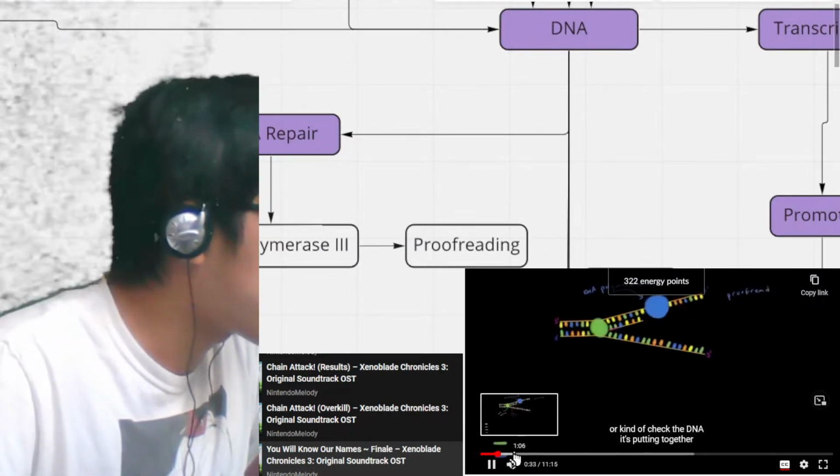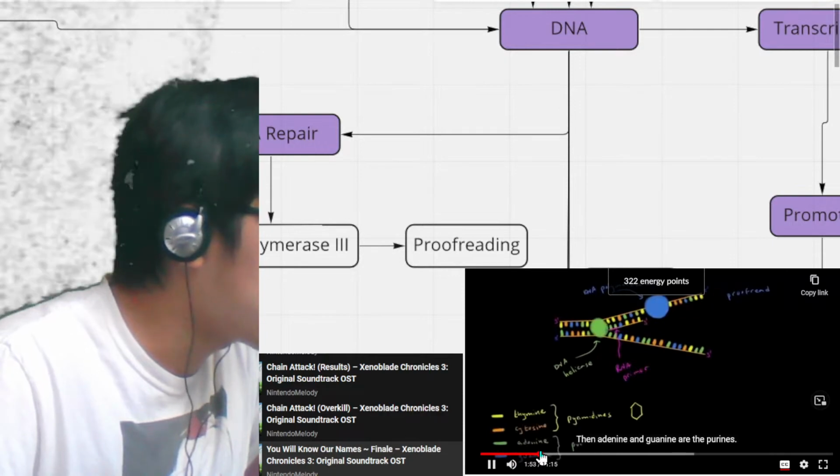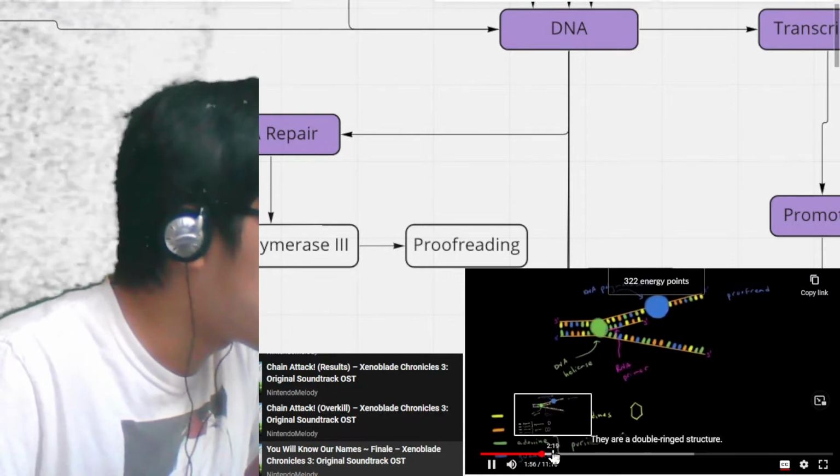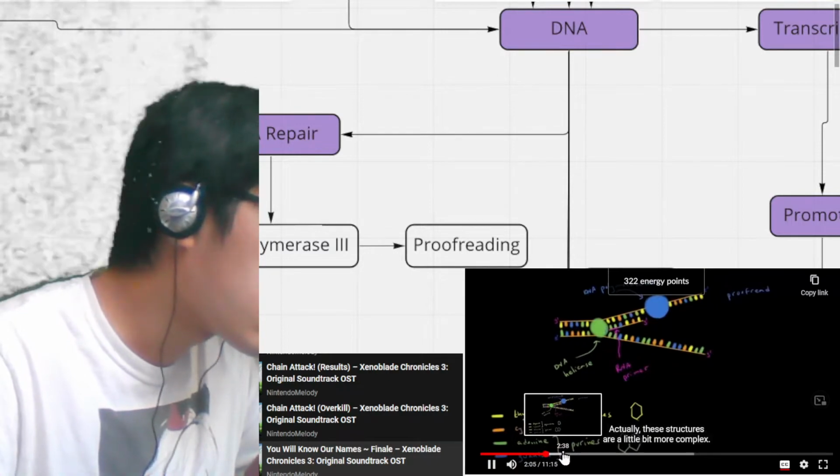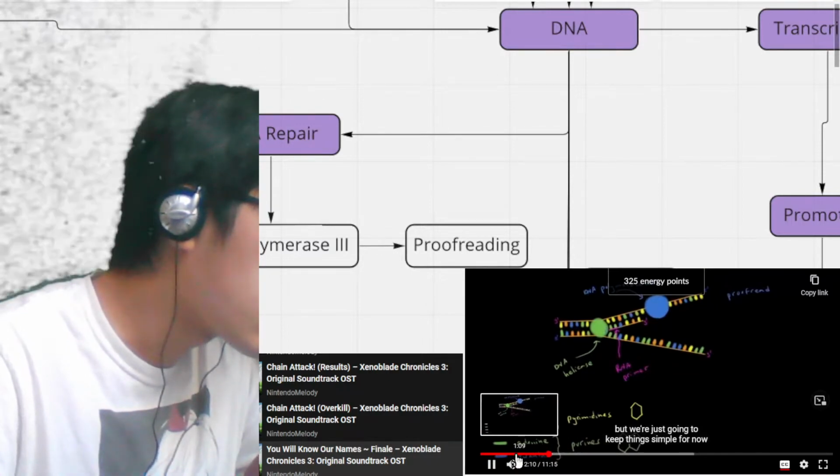Alright. The DNA is putting together, make sure that they're size from 5'. They are a double ring structure. So they're composed of one ring with 6 sides to it, and then that ring is attached to another ring that has 5 sides to it. And actually, these structures are a little bit more complex. There are other atoms in it, and there's some double bonds, but we're just going to keep things simple for now and leave it at that.